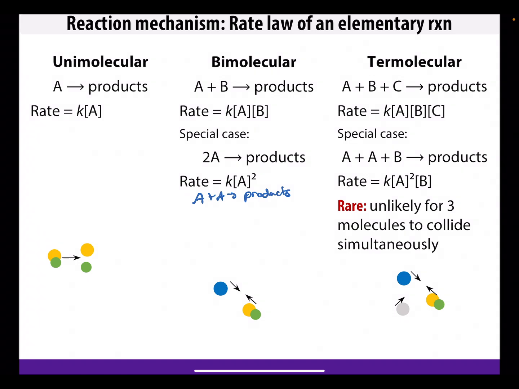So that's one of our consequences here, that in general, while termolecular steps are possible, they're relatively unlikely, and usually our mechanisms are made up of unimolecular and bimolecular steps. Uni for 1, bimolecular for 2, and again, termolecular would be for 3.